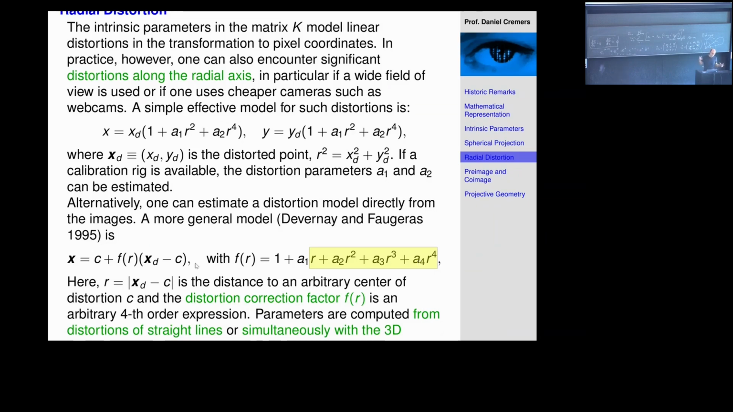And if you want to be more precise and more flexible, you can say, well, maybe the center of distortion is not the image center. Because it's a cheap lens, maybe the center of distortion is somewhere else, right? If you mass produce lenses, they will not necessarily be perfect, right? And then they will have all sorts of distortions, so you can account for a different center of distortion.